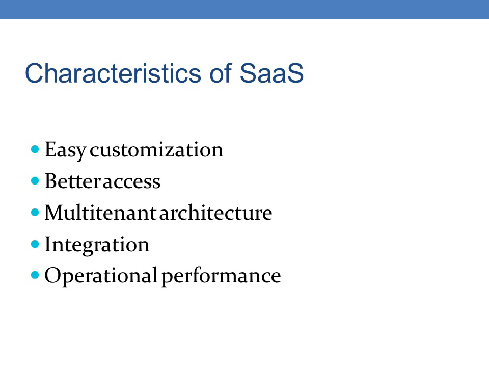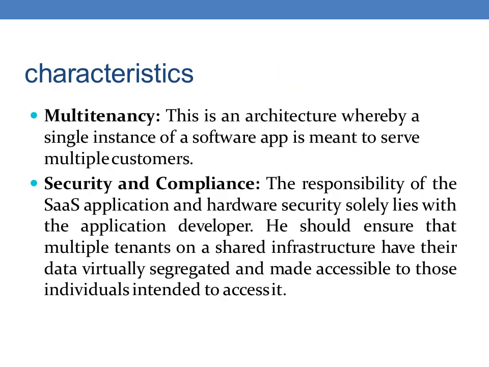Characteristics of SaaS: easy customization, better access, multi-tenant architecture, integration, optimal performance. Characteristics: multi-tenancy. This is the architecture whereby a single instance of a software application is meant to serve multiple customers.